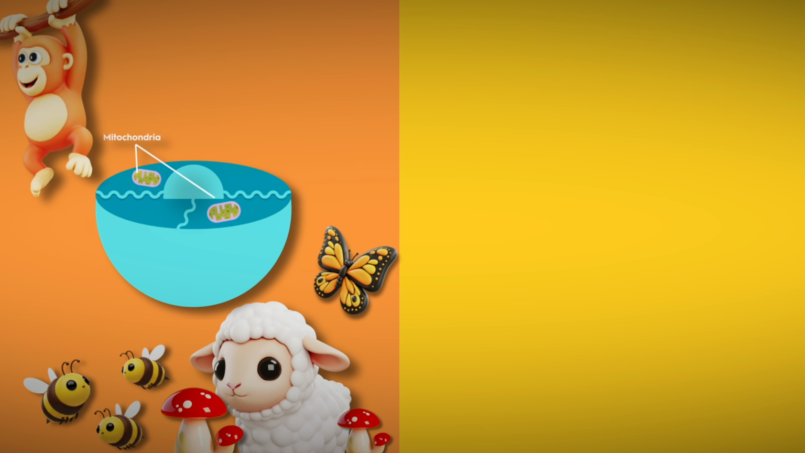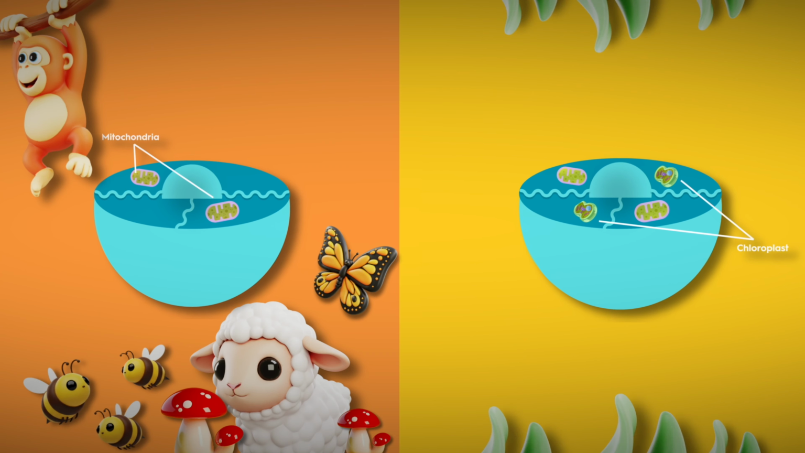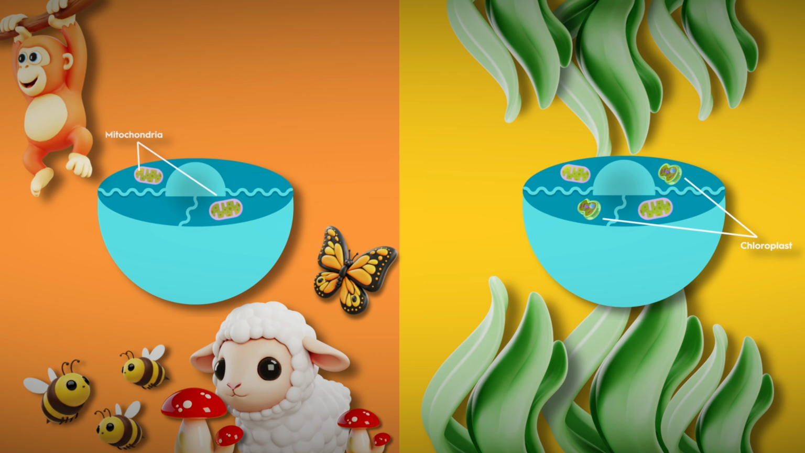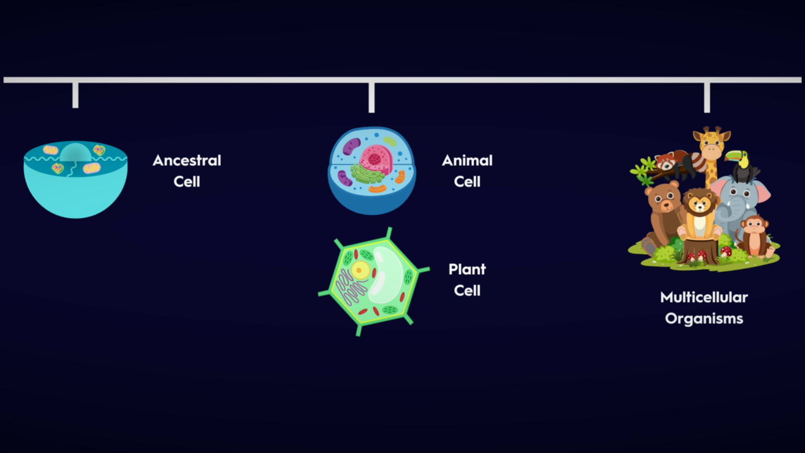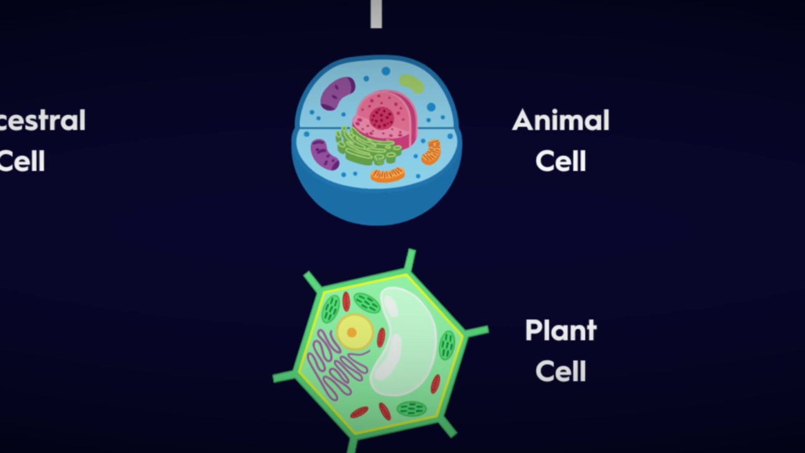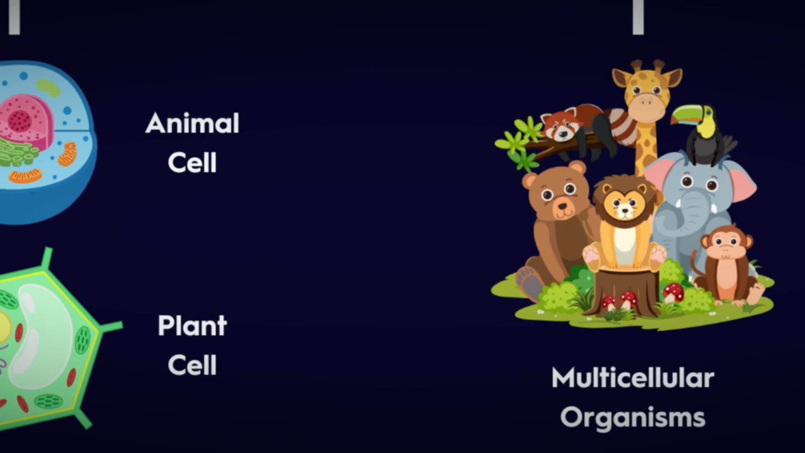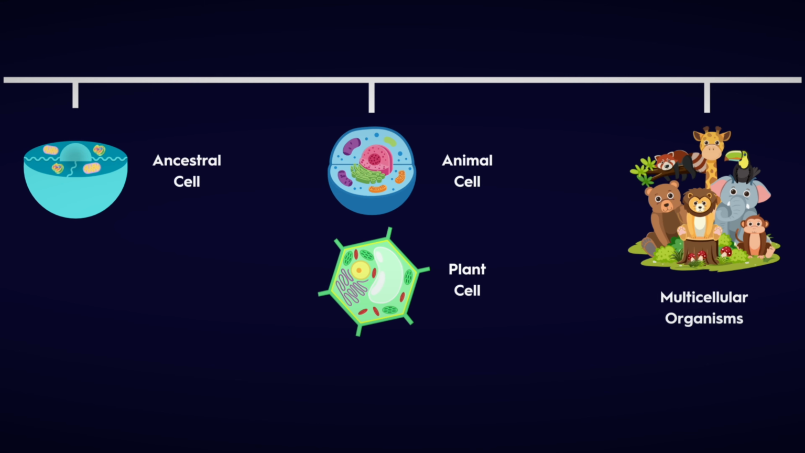From there, two major lineages appeared. Cells with mitochondria but no chloroplasts gave rise to animals and fungi, while cells with both gave rise to plants. These events changed life on Earth forever. Endosymbiosis allowed cells to become larger, more efficient, and eventually capable of forming complex multicellular organisms.